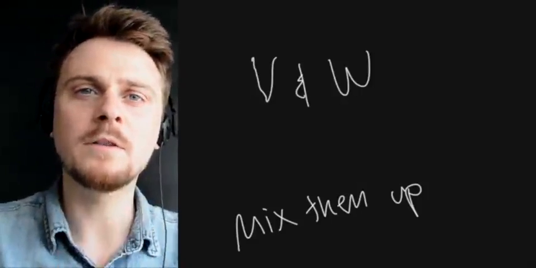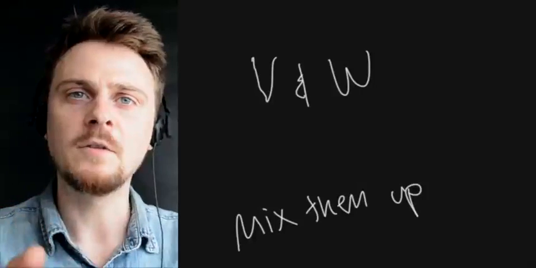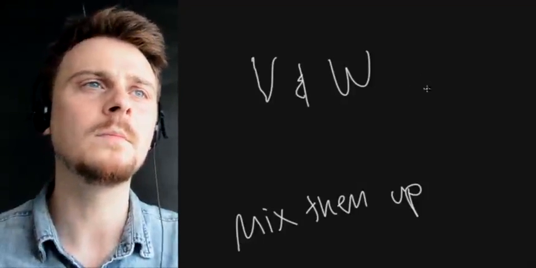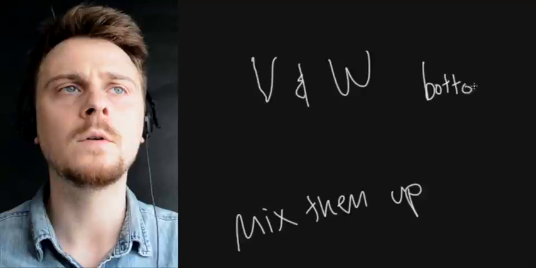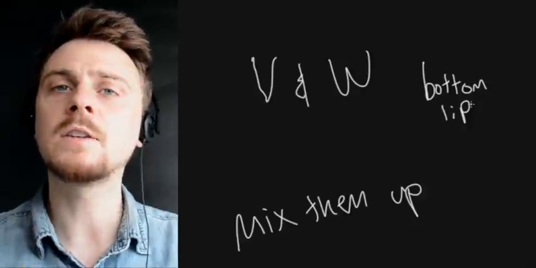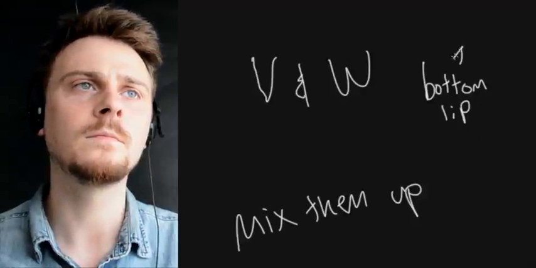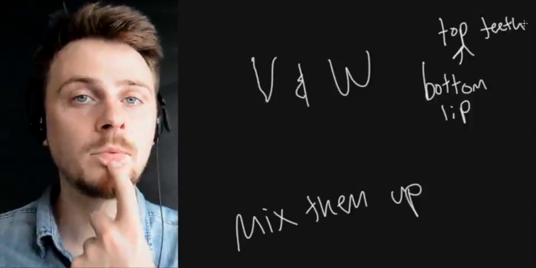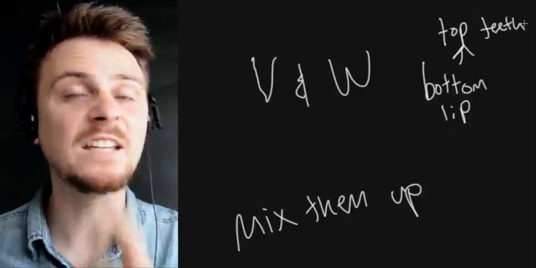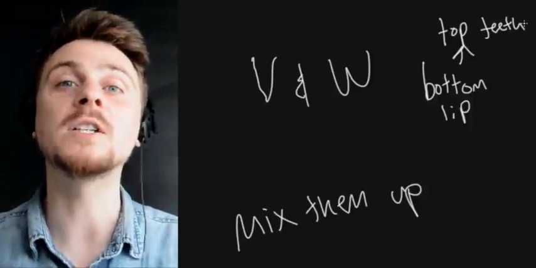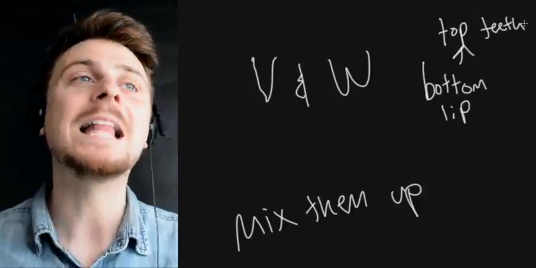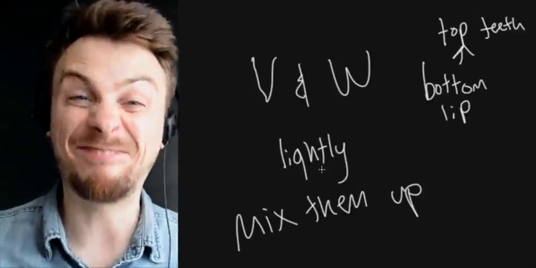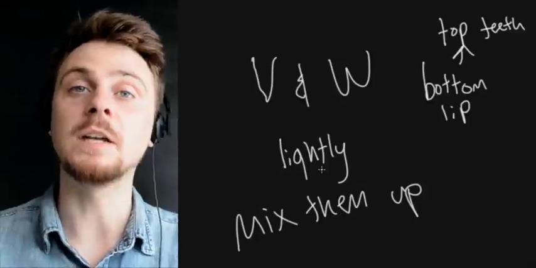So, watch my mouth carefully. The V sound is pronounced by touching the bottom lip to the top teeth. The bottom lip to the top teeth. Now, not like that. No, that's too much. Just touching it very lightly. It's important. Lightly means not like this. You don't have to kill yourself to do it.